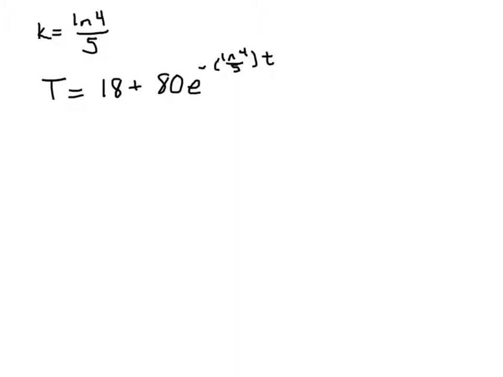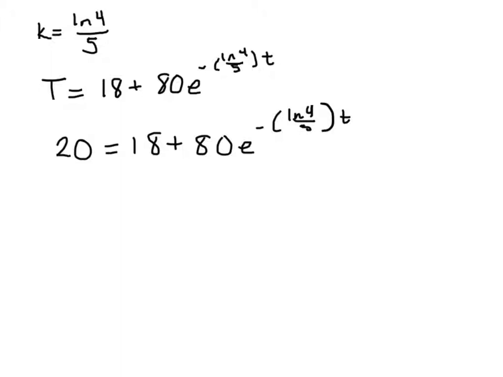So what we're going to do is replace the big T with 20. We want to know when 20 equals 18 plus 80 e to the negative natural log of 4 divided by 5 t. You can solve this algebraically, or you could graph this. If you wanted to graph it in your graphing calculator, you would make this y1, this whole nasty equation would be y2, and then you would find where they intersect. Or you could solve it algebraically: subtract 18, divide by 80, take the natural log of both sides, divide by the negative natural log of 4 over 5, and then you would be able to solve for t.